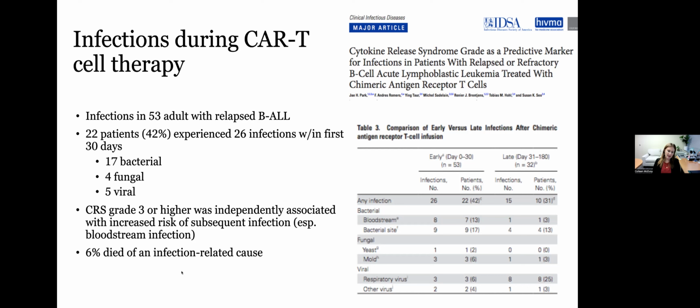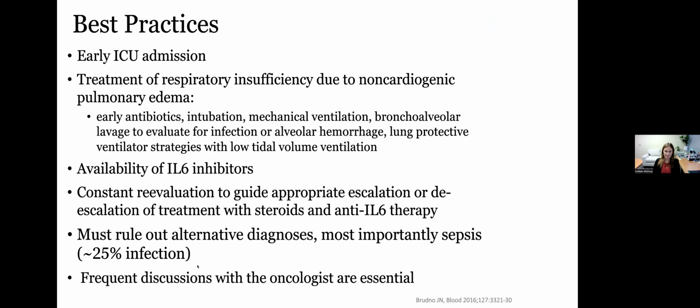And here in this study, 6% died from an infection-related cause. So best practices is really looking at early ICU admission, making sure that you're treating your respiratory insufficiency as you normally would treat with antibiotics, intubation, mechanical ventilation, rule out infection or alveolar hemorrhage based on your bronchoalveolar lavage, lung protective ventilatory strategies, making sure that you have availability of IL-6 inhibitors.